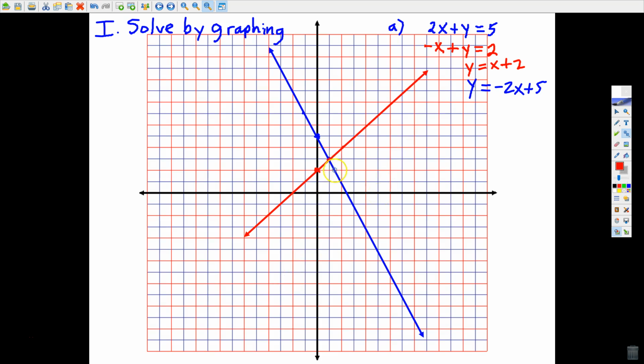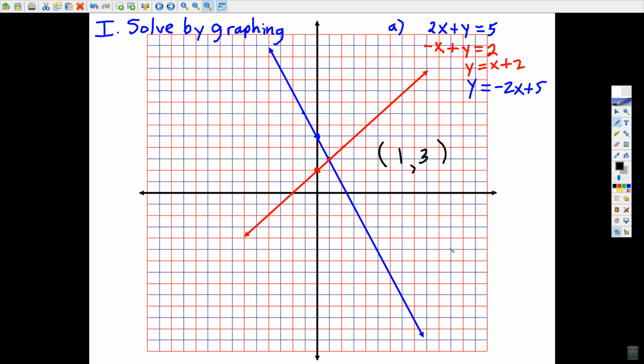Obviously, these do cross, and where they cross represents the solution to the system. So when you do these problems tonight on the homework, I need for you to tell me on your graph paper the ordered pair of where they cross. So the solution is going to be x is 1, y is 3.